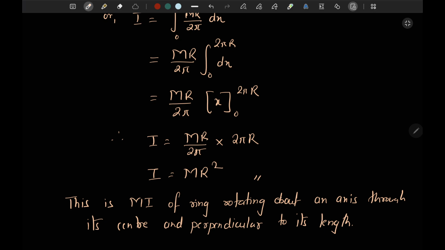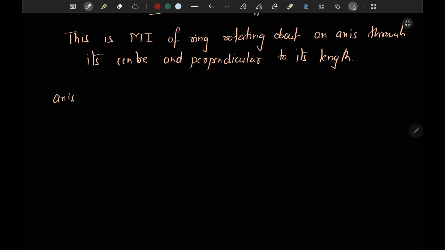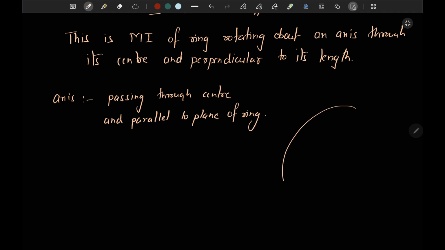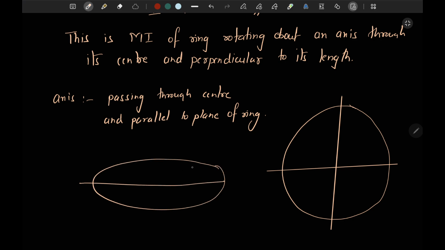Now, if the axis changes, for example, if the new axis is passing through the center and parallel to the plane of the ring, that is, if this is a ring and now the new axis is either this or this, these axes are parallel to the plane of the ring, something like this. This is the ring, this or this.